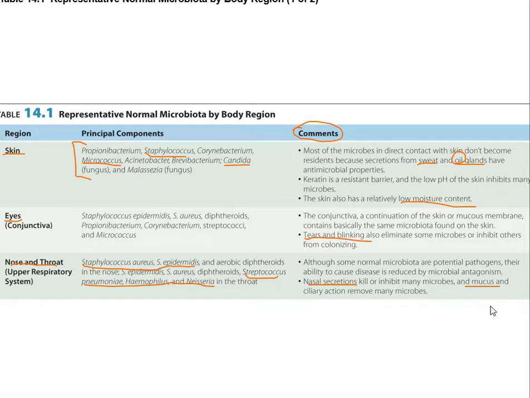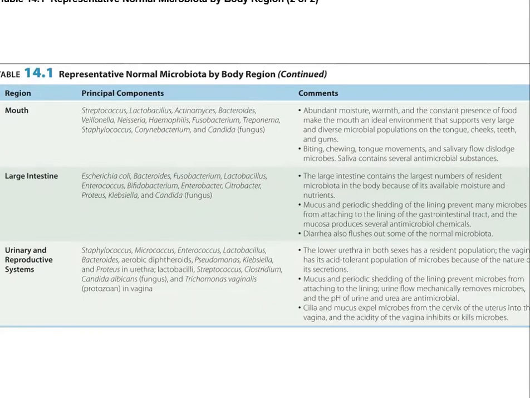And mucus also keeps microbes away, and the ciliary action of the ciliary escalator of the respiratory system. Remember, the cells have cilia. Those cilia are able to brush mucus with microbes trapped on it out of the way.